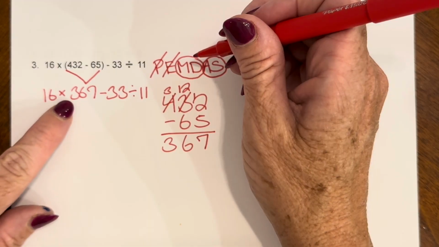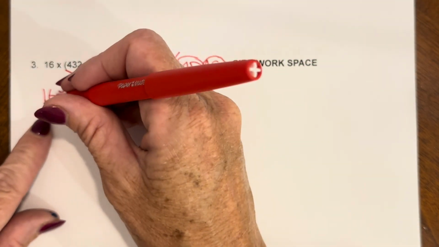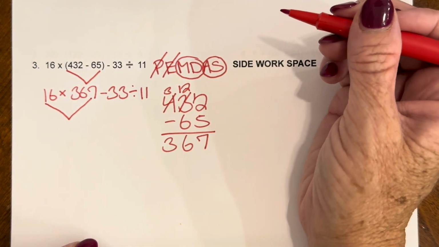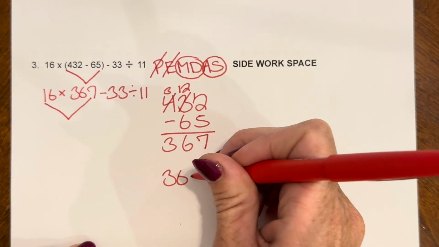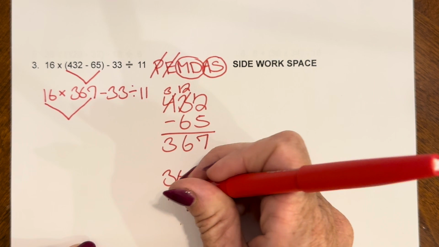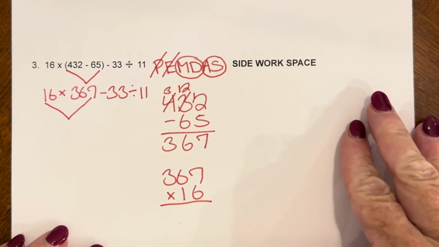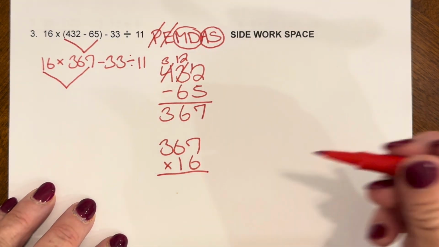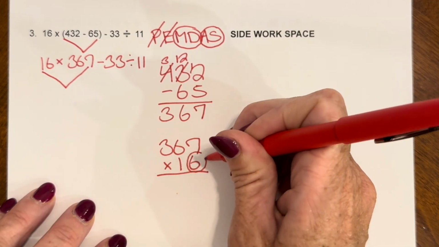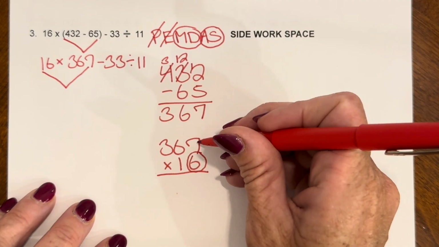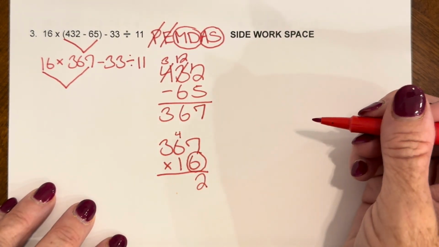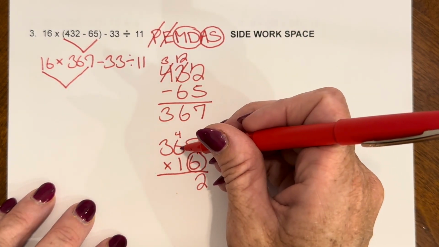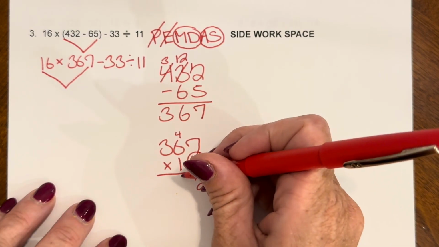And I do, right here. Right here I have 16 times 367. I'm going to come down here and solve that. That is a 2-digit multiplication problem, so I'm going to use the standard algorithm, which means I always start right here. I have 6 times 7 is 42, so I'm going to carry my 4. 6 times 6 is 36 plus 4 is 40.